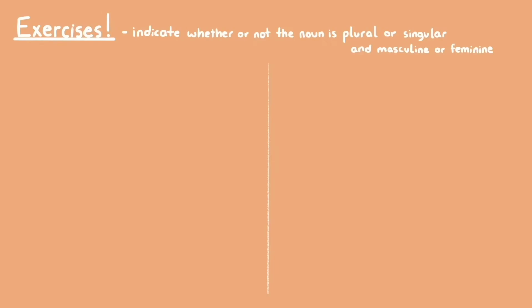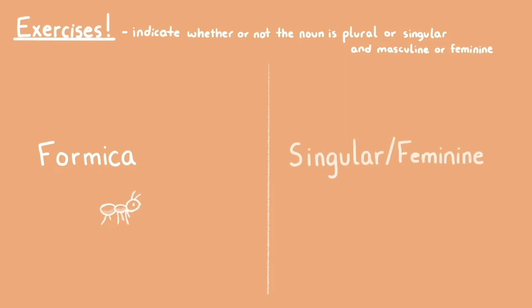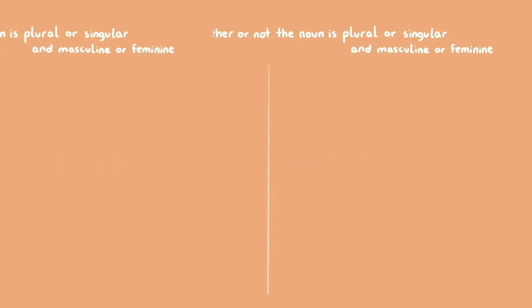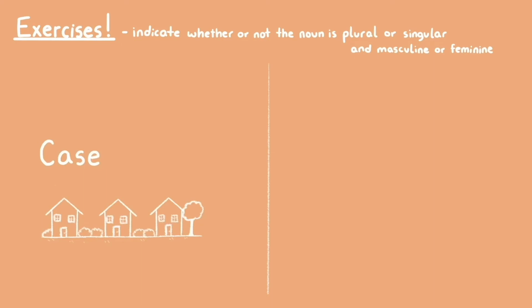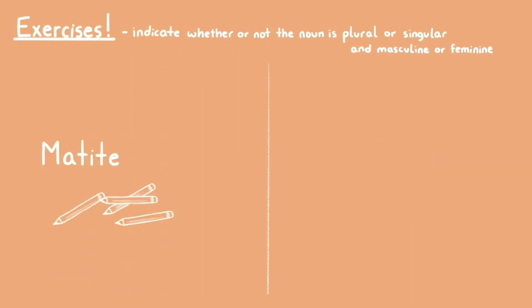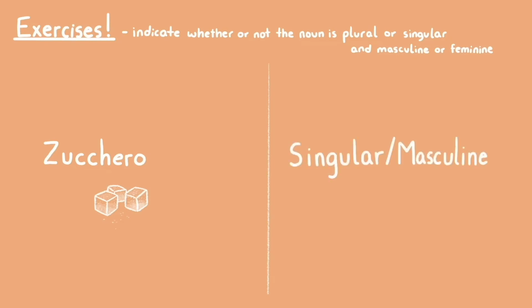For the following exercises, please indicate whether the noun is plural or singular, and if it is masculine or feminine. Formica, singular, feminine. Pollo, singular, masculine. Case, plural, feminine. Matite, plural, feminine. Zucchero, singular, masculine.